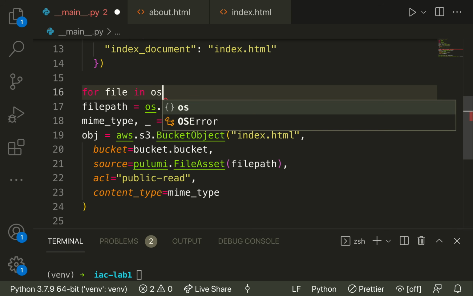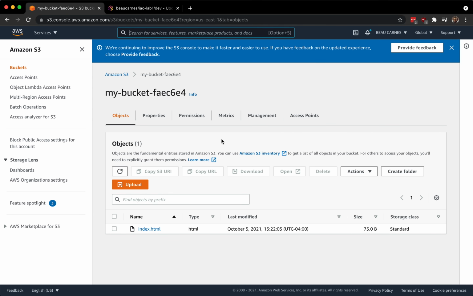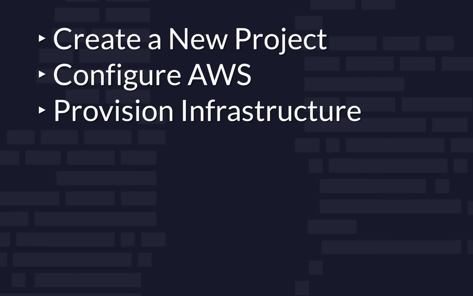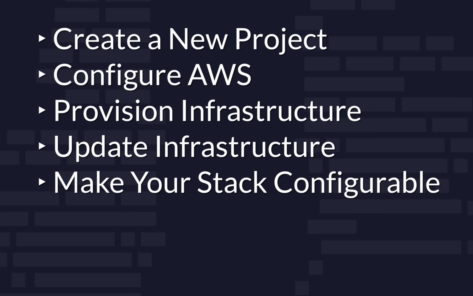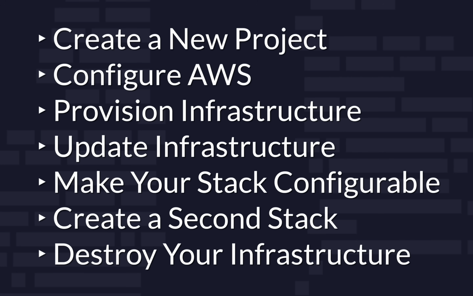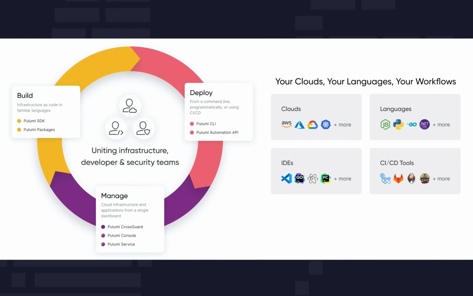We'll start with a simple example. This will show an end-to-end experience of working with Pulumi using very simple resources. In this first example, we'll do the following. Create a new project, configure AWS, provision infrastructure, update infrastructure, make your stack configurable, create a second stack, and destroy the infrastructure. We'll use an S3 bucket and then work through the lifecycle with a simple set of resources. Then in future examples, you will learn how to implement more complex things.